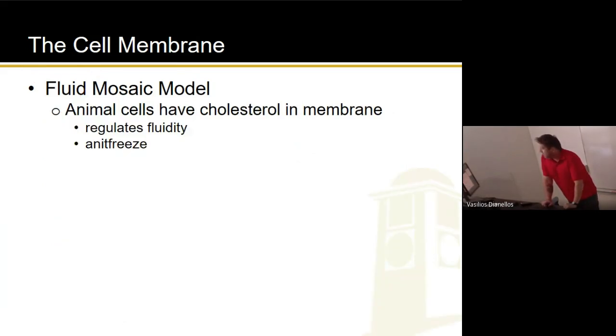As far as the fluid mosaic model is concerned, in animal cells, we have a lot of cholesterol in the membranes. That's important for animal cells basically because it acts as an antifreeze and it regulates the fluidity. So basically, if the membranes need to be a bit more or less fluid, we can kind of control that with the amount of cholesterol in our membranes. Again, an X through that, because I will not be asking this.